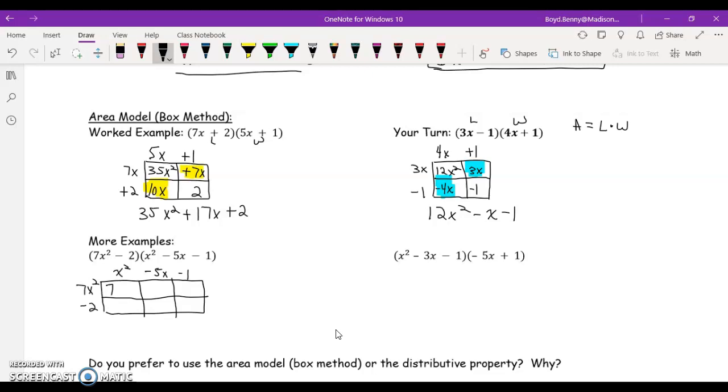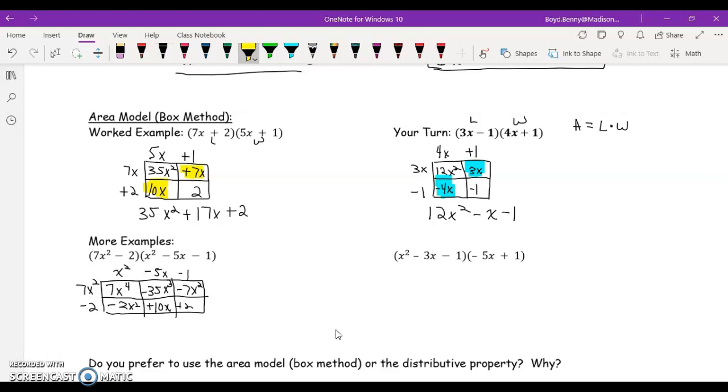Multiply 7x. I'm going to add my exponents because I'm multiplying like bases. 7 times negative 5 would be negative 35. X squared times x is going to be an x to the third power. 7x squared times negative 1 is going to be negative 7x squared. Negative 2 times x squared is going to be a negative 2x squared. Negative 2 times 5x is going to be a positive 10x. And negative 2 times negative 1 is going to be a positive 2.